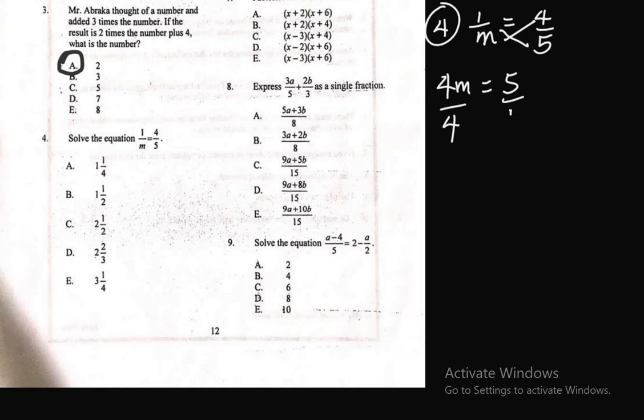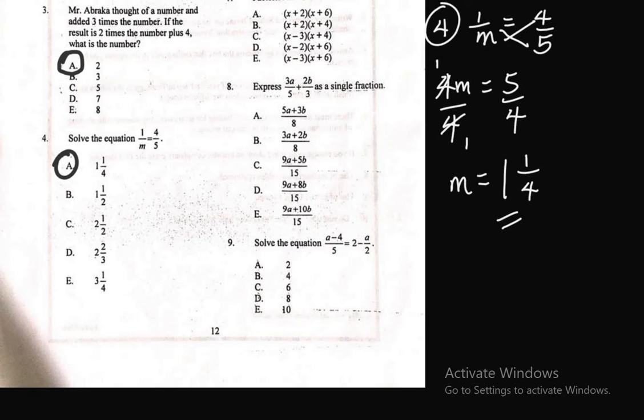Divide both sides by 4 to get the value of m. m is 5 divided by 4. So 5 divided by 4 is 1 remainder 1, and the denominator is 4. You bring it out. So the right answer is 1 and 1/4, which is A.